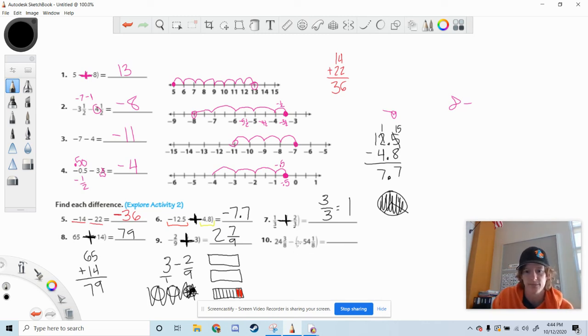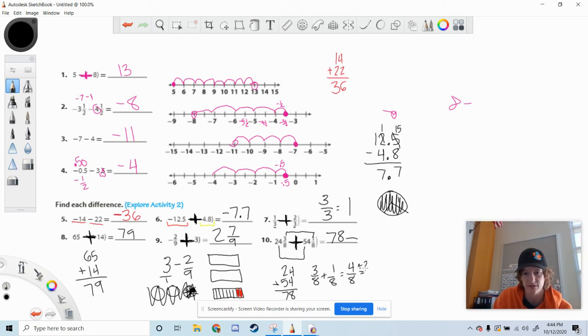For the next one, big plus sign. I have 2 positives here. So I have 24 and 3/8, and I have 54 and 1/8. What I'm going to do is I'm going to take these wholes and I'm going to put those together. So 24 plus 54 makes 78. So I have 78, and I'm going to put 3/8 with 1/8. So 3/8 plus 1 more 1/8 makes a total of 4/8, which does reduce.